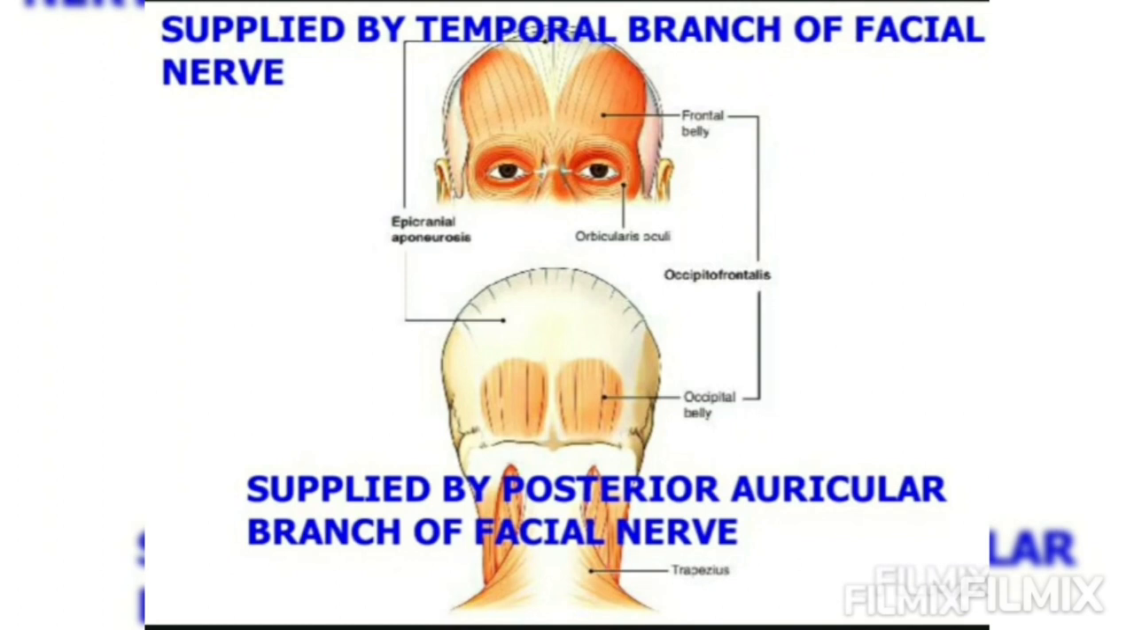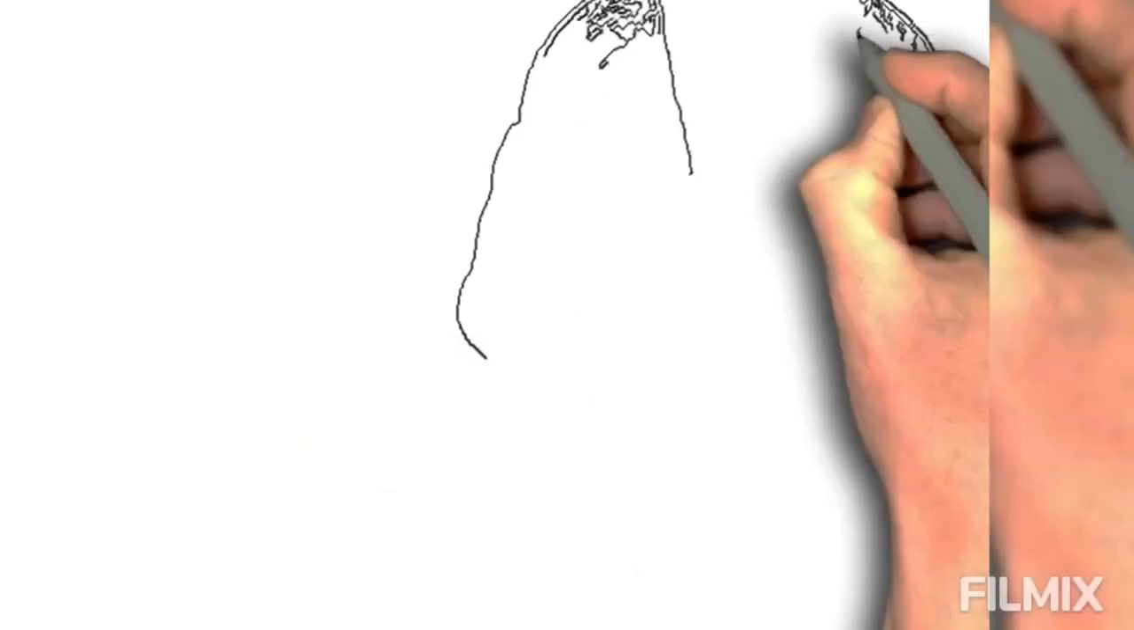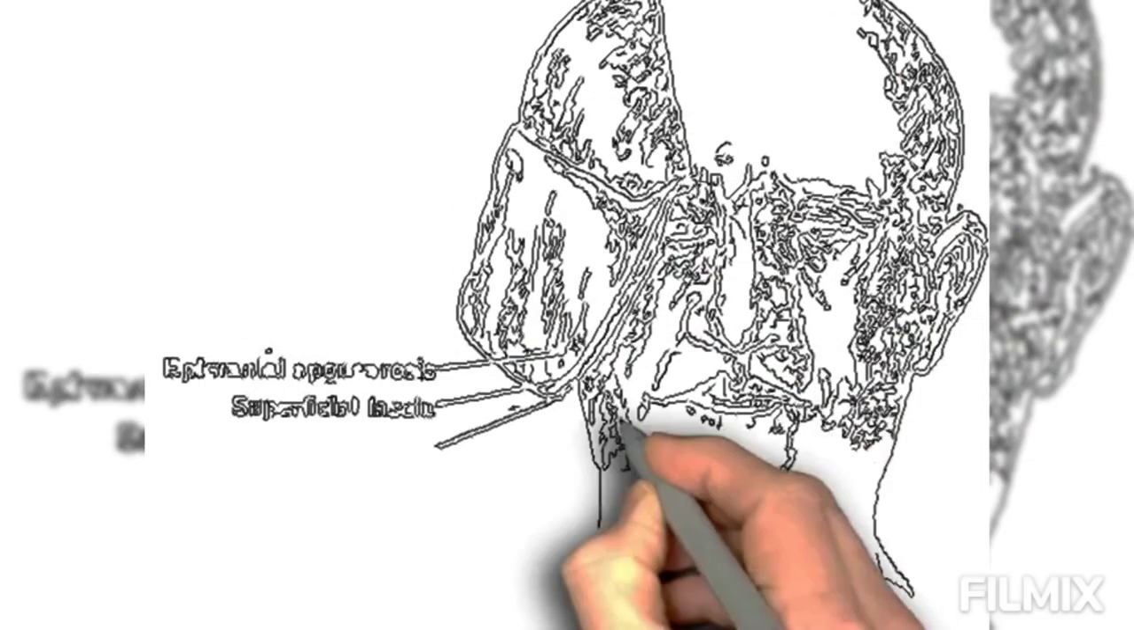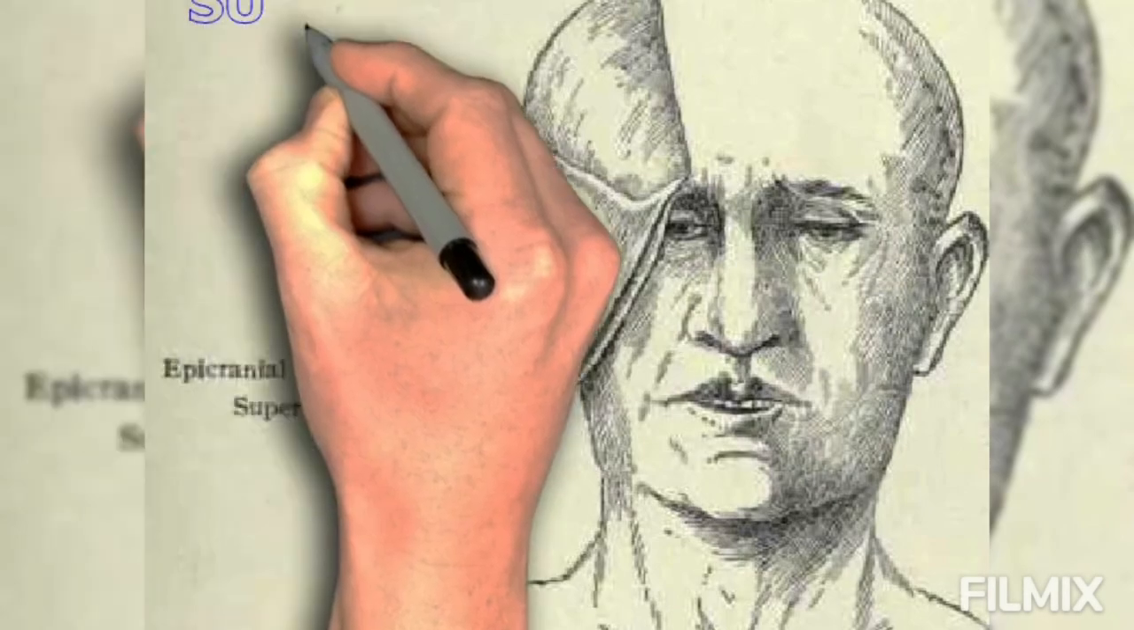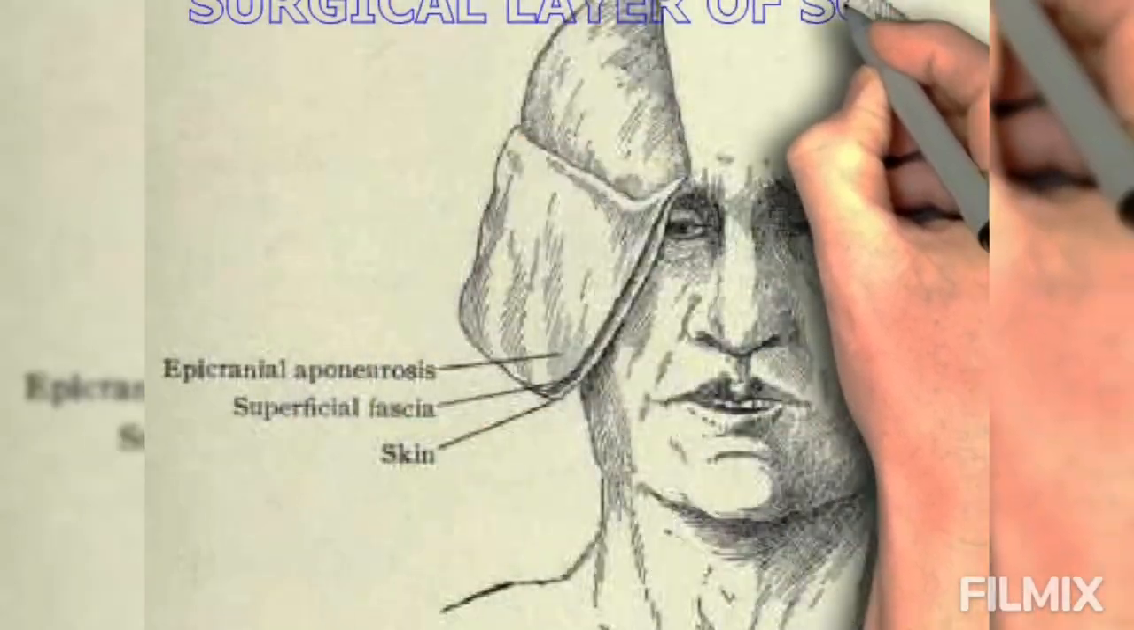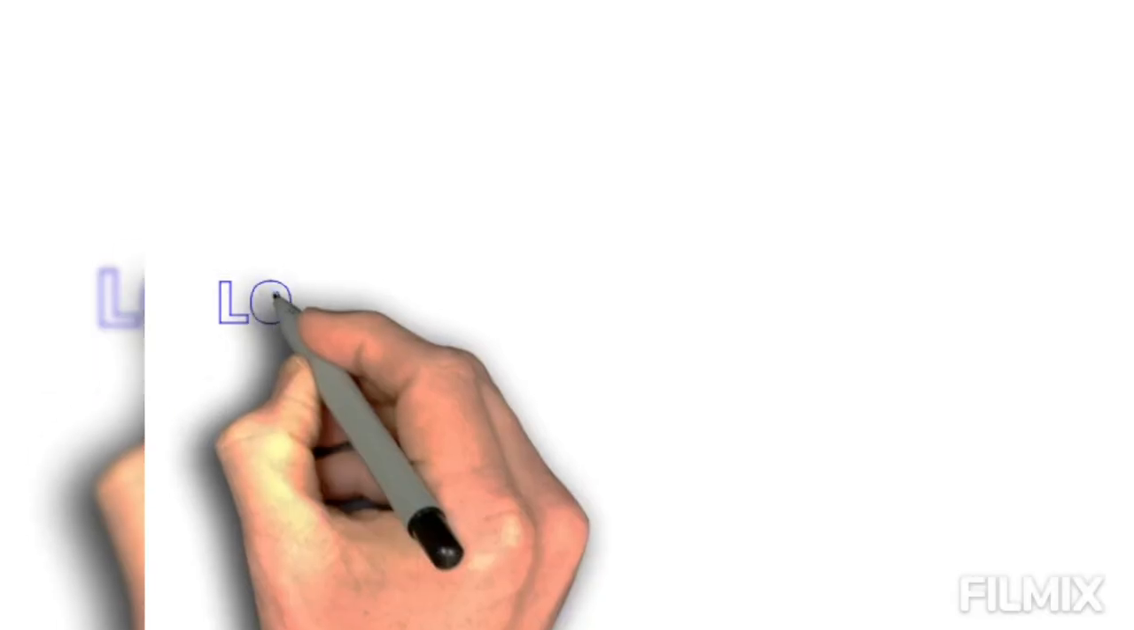Now let's see where it is attached on each side: on the zygomatic arch over the superior temporal line. See the picture very clearly so you can write clearly if you remember the picture. Pictures are most useful to write or remember. Let's see the surgical layer of the scalp. The first three layers, skin, superficial fascia and epicranial aponeurosis, are called the surgical layer of the scalp. They are firmly adherent to each other.